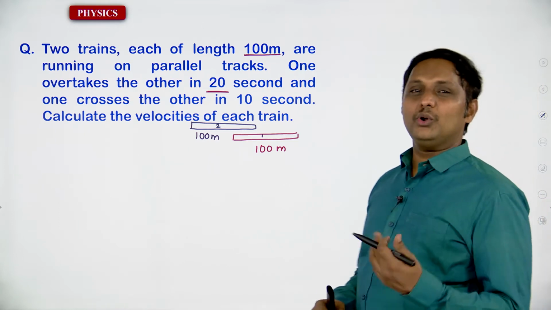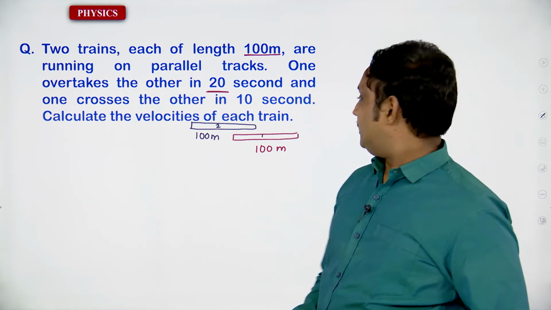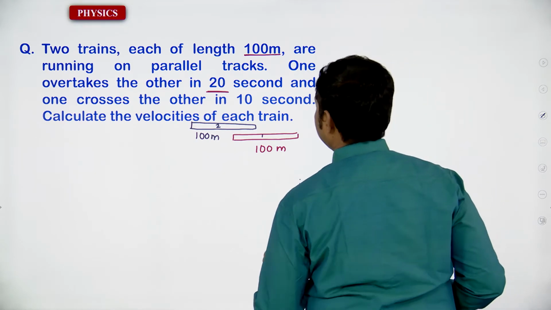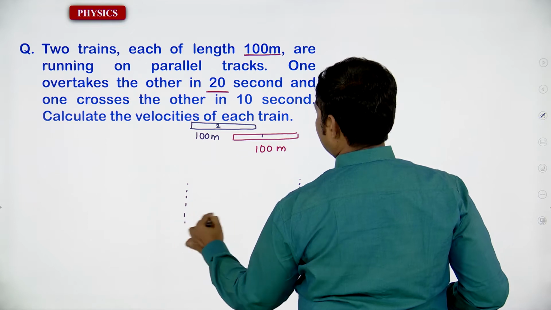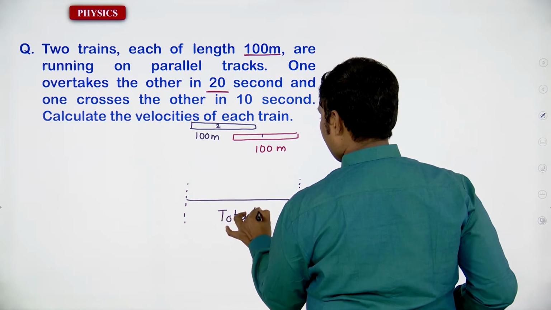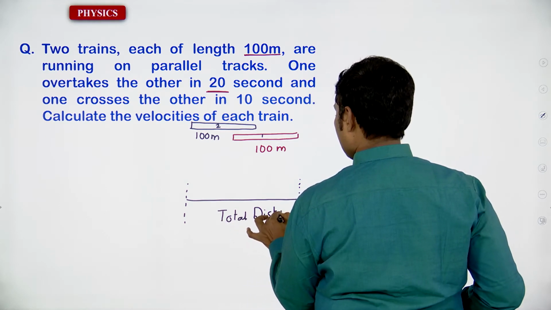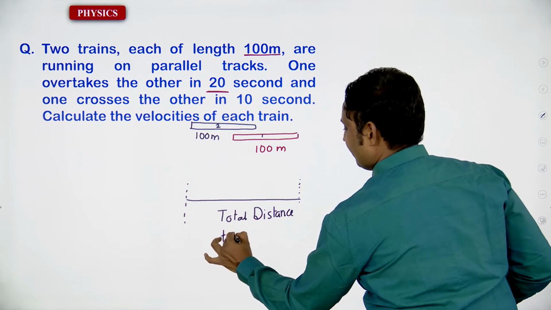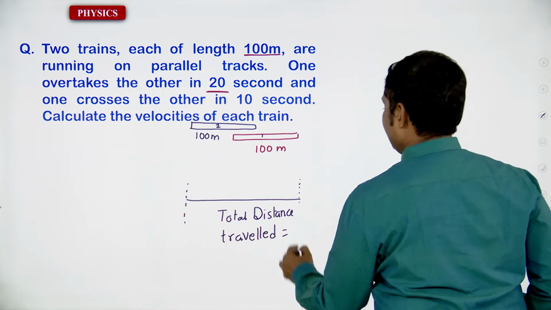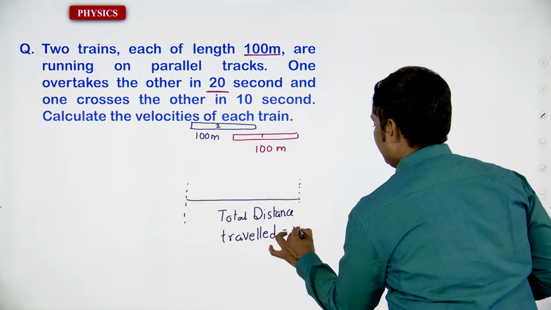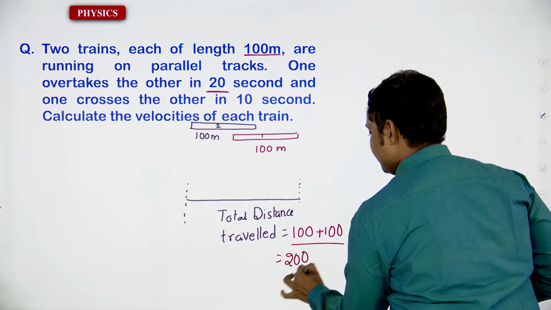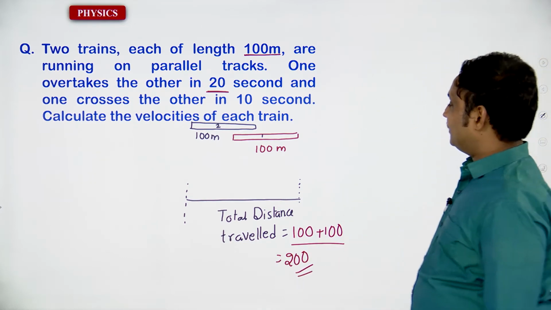That is very important while you are measuring the velocities. You have to get the total distance travelled. That is going to be 100 plus 100, that is 200. It's very clear. You are all getting that now. You have to get that crossing.